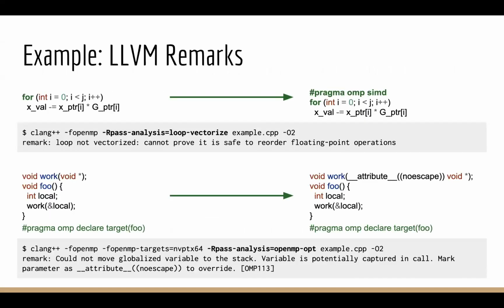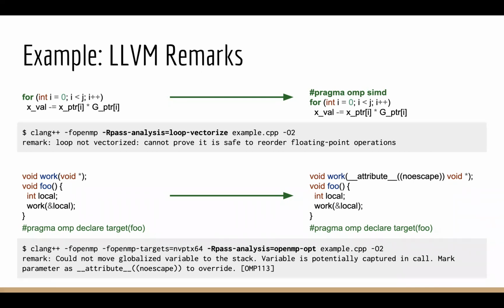So this is just an example of the LLVM remarks to kind of show why this is useful. So first off, on the left here, we have this simple reduction loop. But if you actually look at this with the RPass analysis, it'll say that it didn't vectorize that loop because it can't prove it's safe to reorder floating point operations. And this is very common because the IEEE standard dictates that you can't reorder floating point operations because they're not associative. But you can see that this loop wasn't vectorized that maybe you expected it to be vectorized, and then take the appropriate action to make sure that the transformation you want to happen actually occurs.